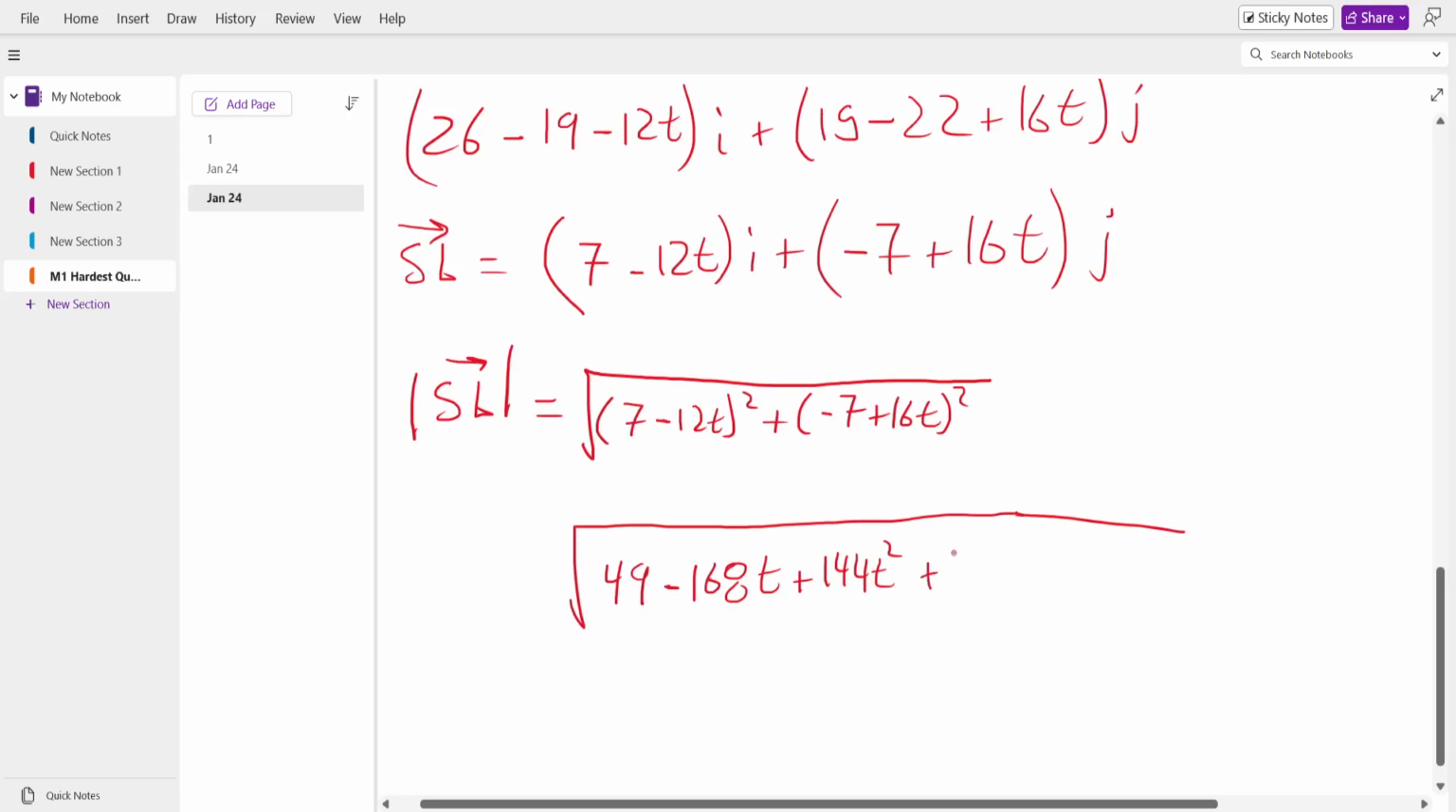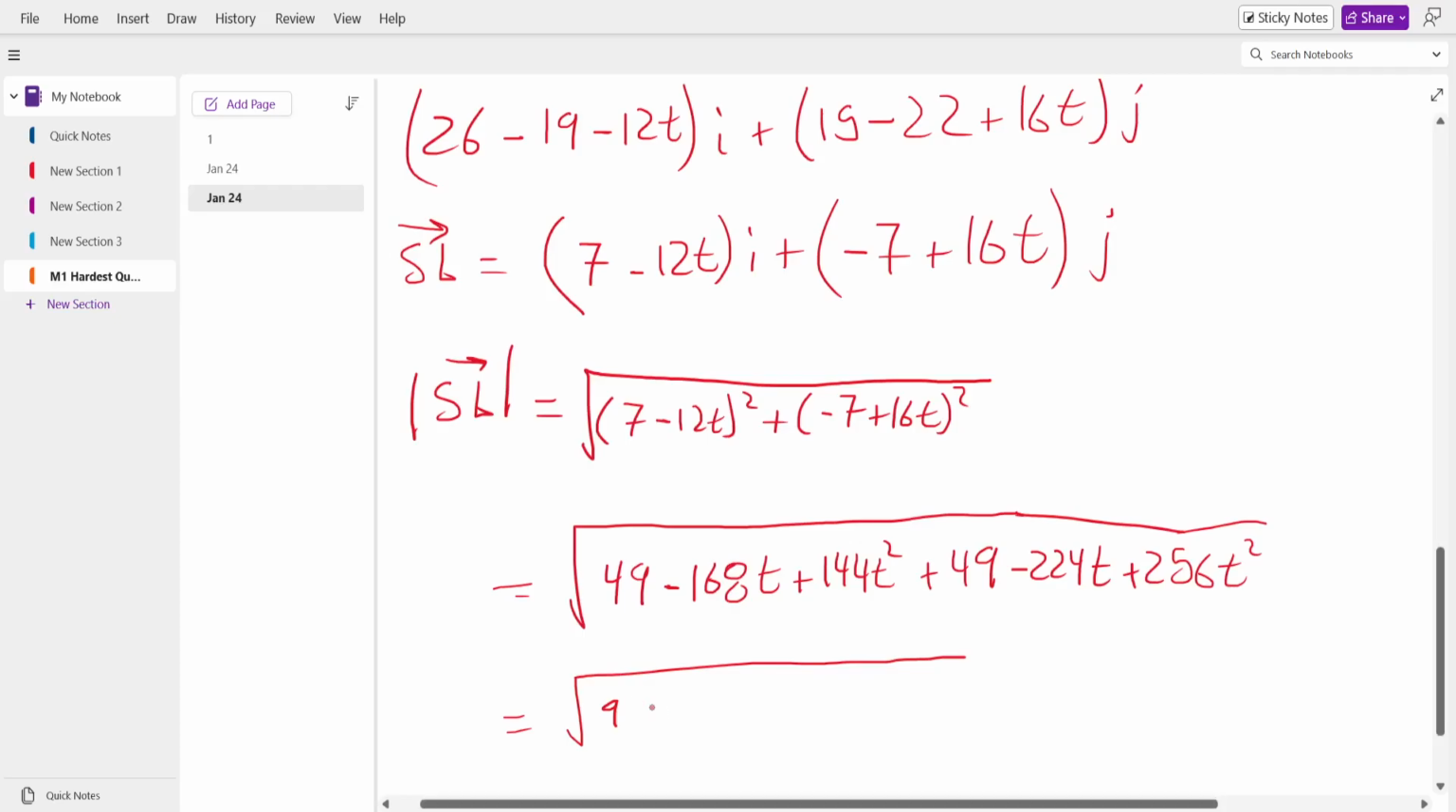So it's going to be plus 49, and then negative 7 times 16, that is negative 112, times 2, that is negative 224t, and then 16 squared is basically plus 256t squared. So let me add the like terms together. So I will have an expression that looks like, so I'll have a 49 plus 49, that is 98.